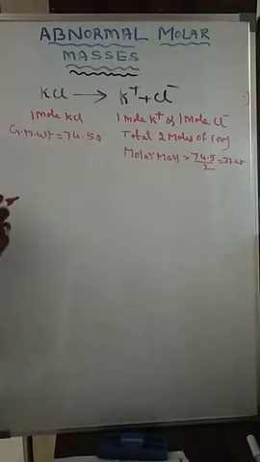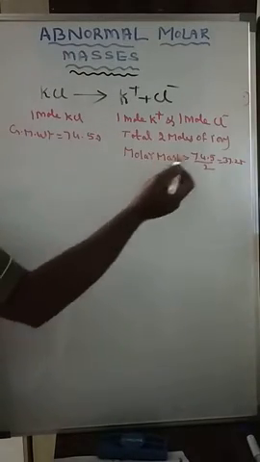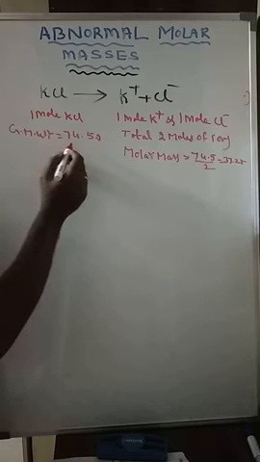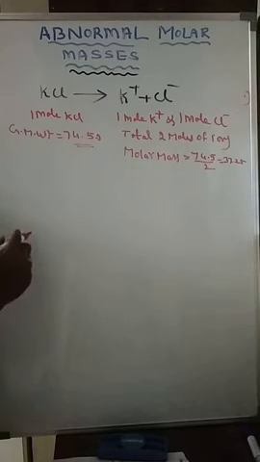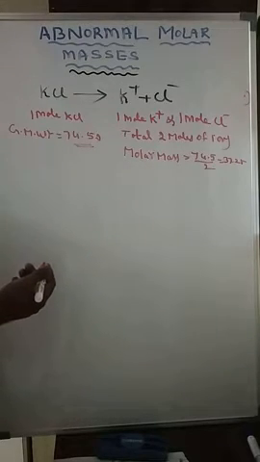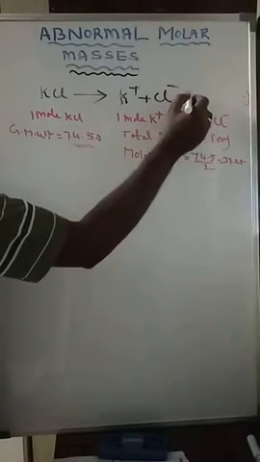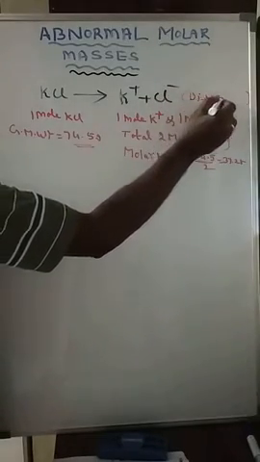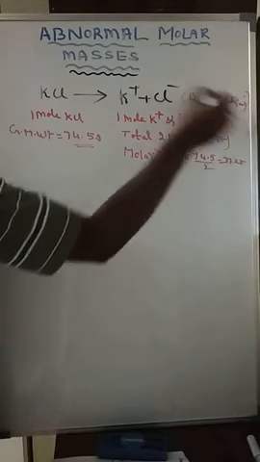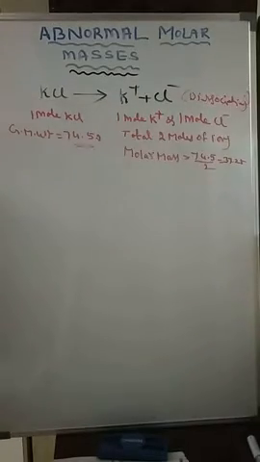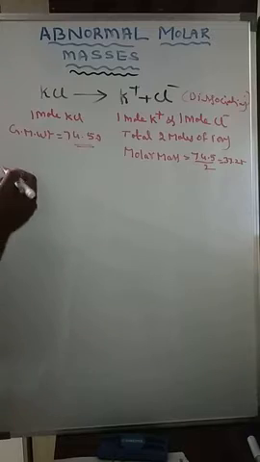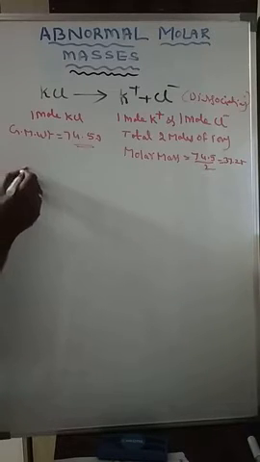The molar mass after dissociation becomes half of its value. The original value is 74.5 grams. After dissociation, the value becomes half. So due to dissociation, the molar mass decreases. But there is sometimes association.